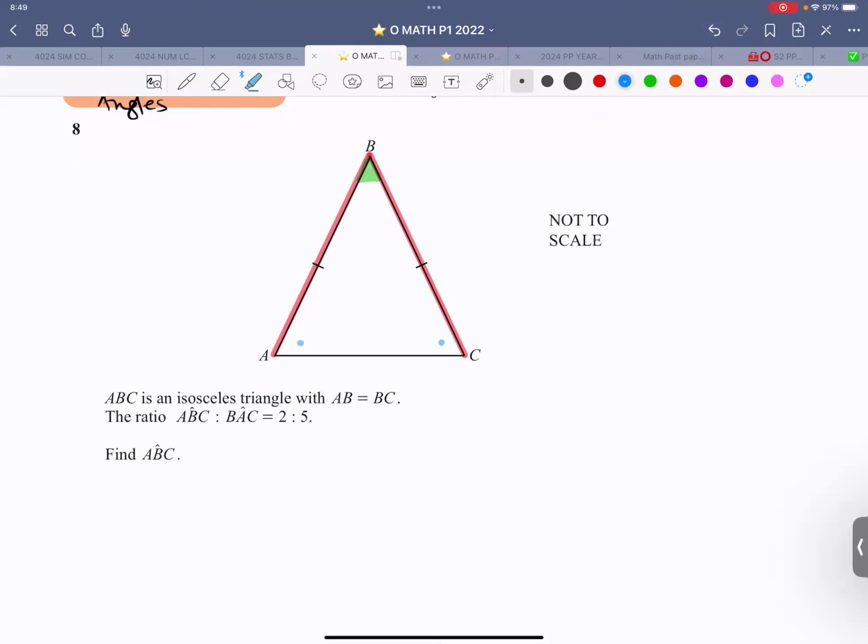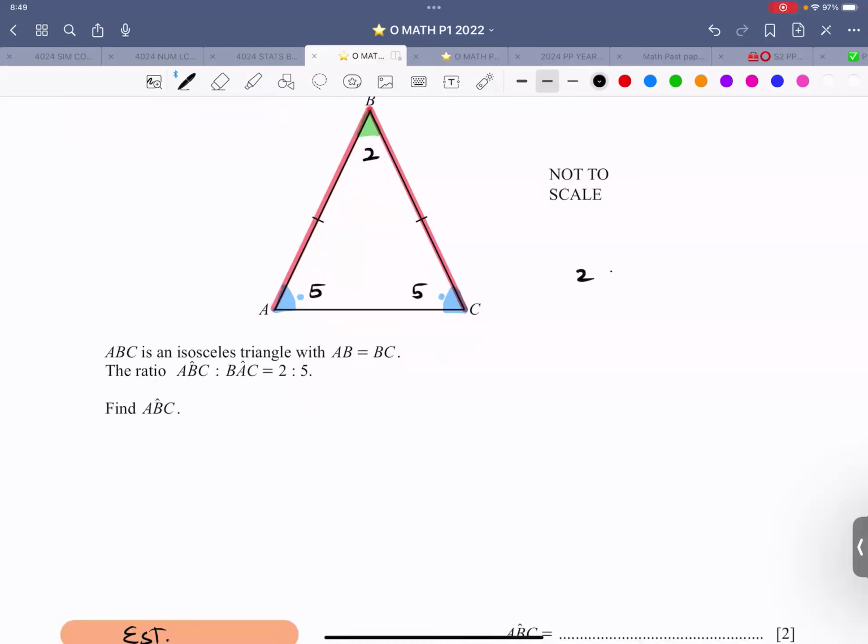So let me label this. And this angle is also there. So that means if this is 2, this is 5. So this is also 5. Okay, so let me add up. 2, 5, 5. This is angle B to angle A to angle C. A and C are equal because it's isosceles.